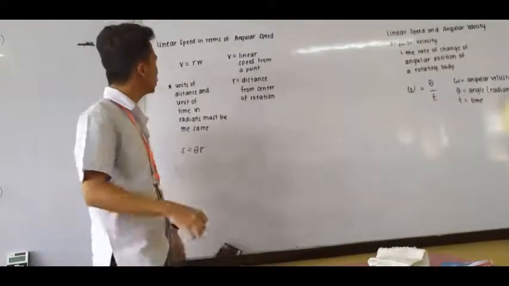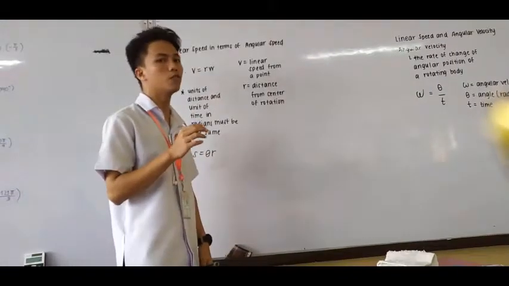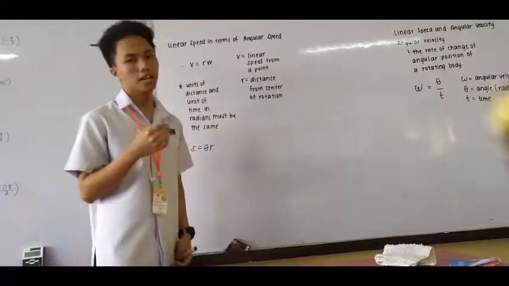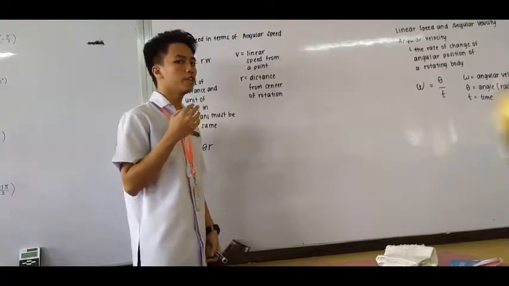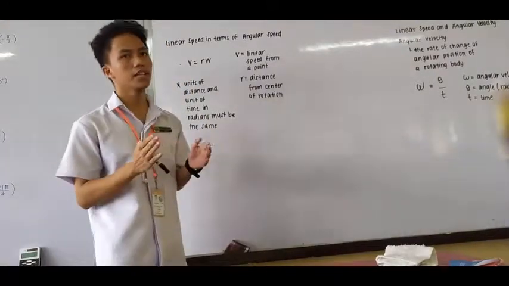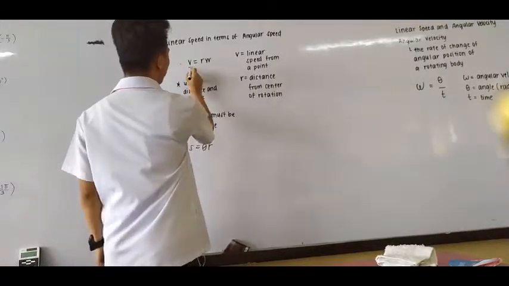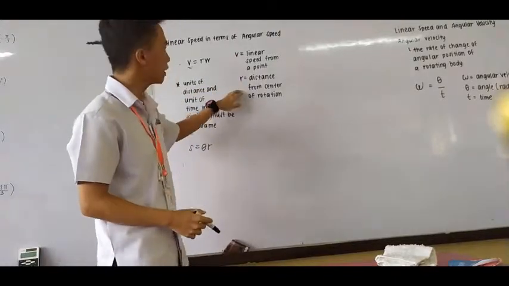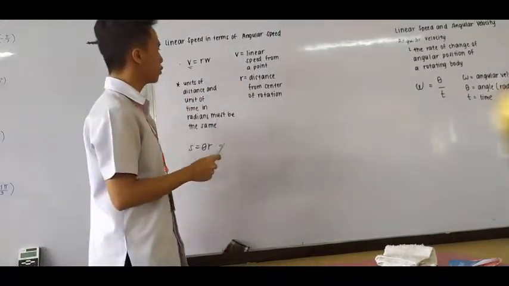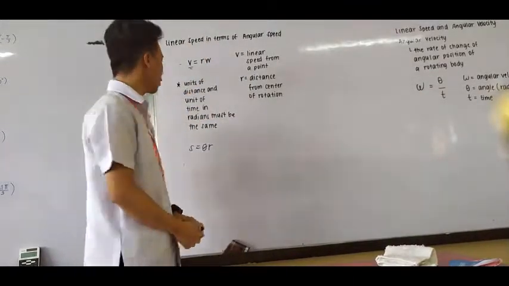Let's talk about the linear speed in terms of angular speed. As we all know, the formula of the linear speed is v equals s over time, while the angular speed is omega equal to theta over t. If we relate the two formulas, we will get v is equal to r omega, where v stands for the linear speed, r stands for the distance from the center of rotation or the radius, and omega stands for the angular velocity.